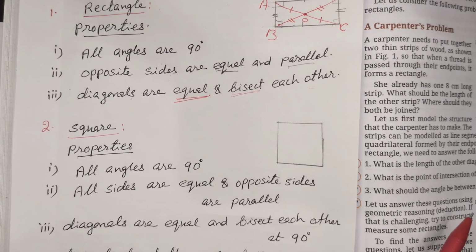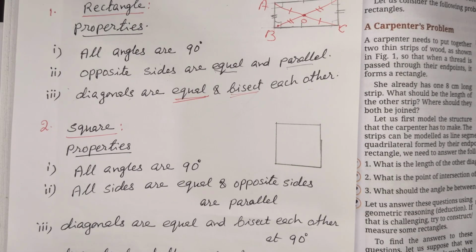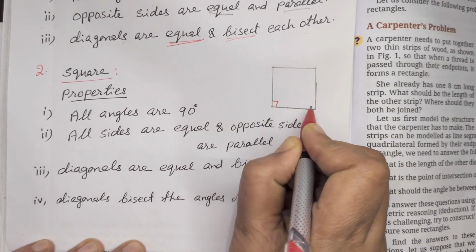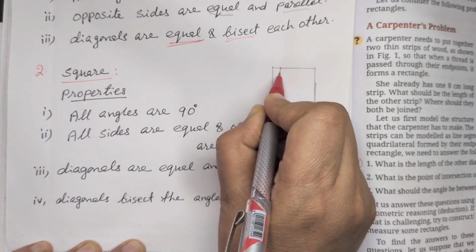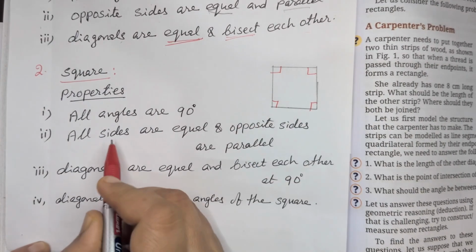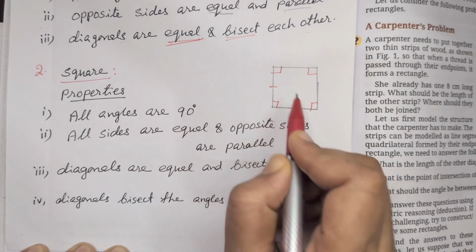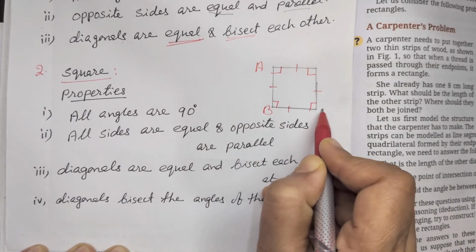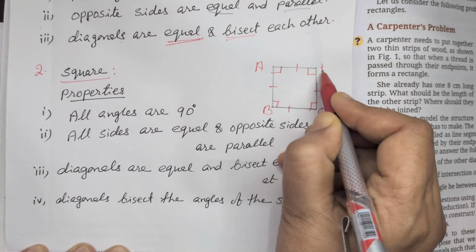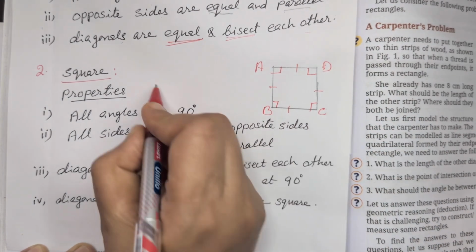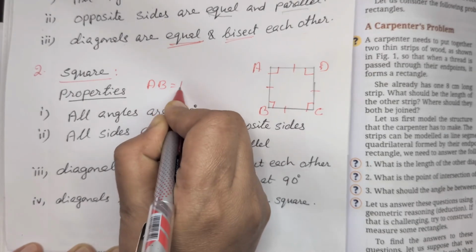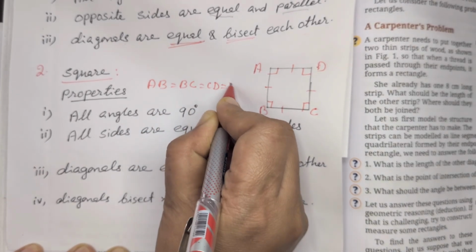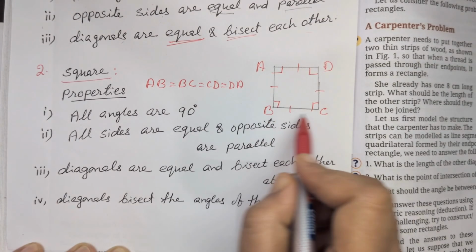In the same way, in the case of a square, we can see the properties here also. All angles are 90 degrees and all sides are equal. AB is equal to BC, and that is equal to CD. So we can write AB is equal to BC is equal to CD is equal to DA.